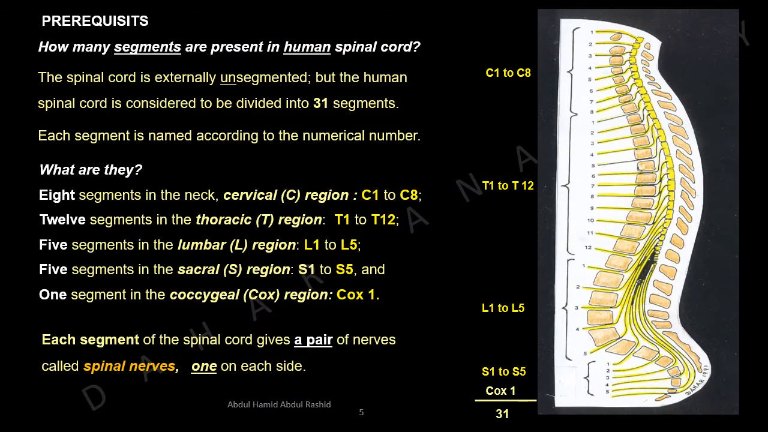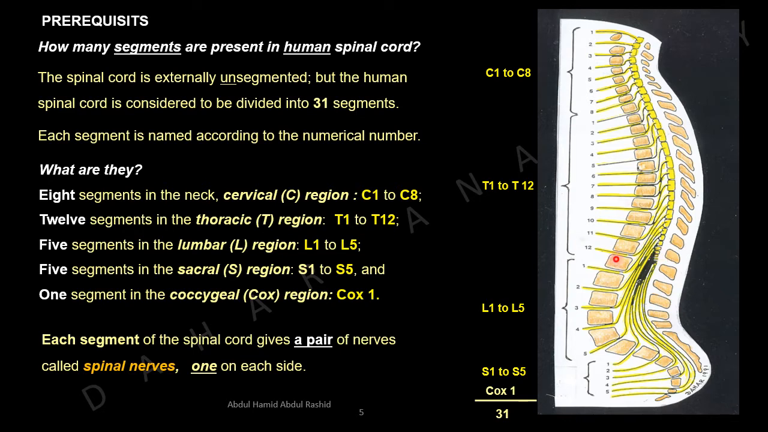How many segments are present in the human spinal cord? This is the diagram of the human spinal cord. You can see many segments here. The spinal cord is externally unsegmented, but the human spinal cord is considered to be divided into 31 segments. Each segment is named according to a numerical number.